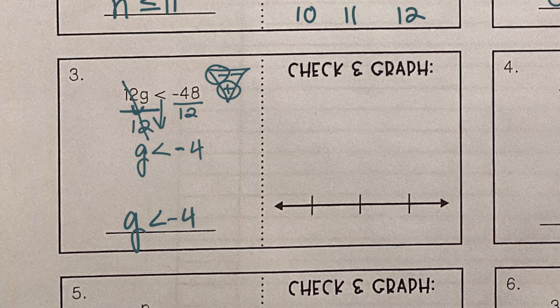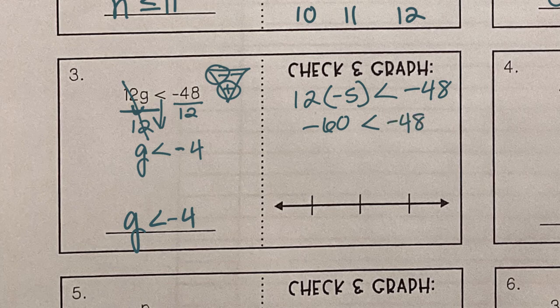Now I'm going to check that work. Okay, G has to be a number that's less than negative 4. So it could be negative 5. It could be negative 6. It could be any number that's less than negative 4. Let's go ahead and plug in a negative 5. 12 times negative 5 is less than negative 48. I know 12 times negative 5 would be negative 60, which is in fact less than negative 48. So I know I did it right.